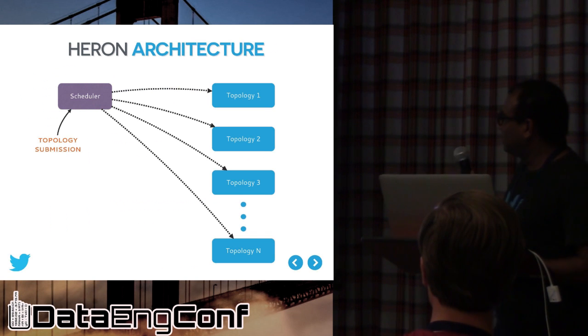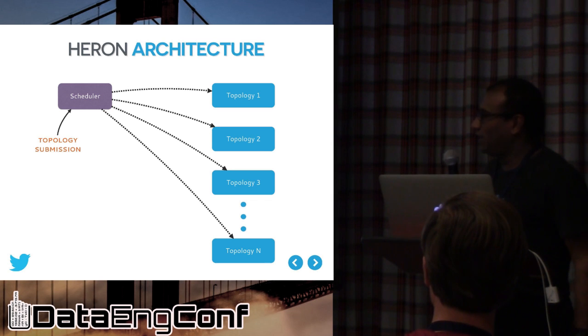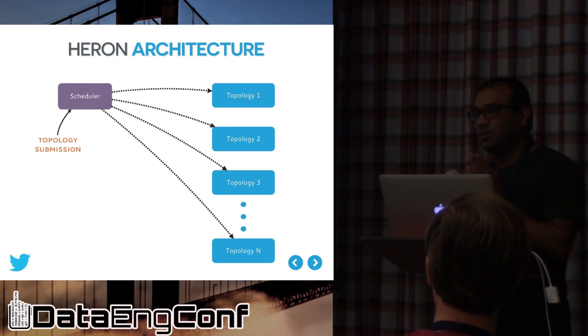At a high level, Heron looks like yet another job for a scheduler. You submit a topology to a scheduler, and it runs the topologies as scheduler jobs. The only difference is the jobs don't run to termination. Instead, they keep on continuing until you kill them.